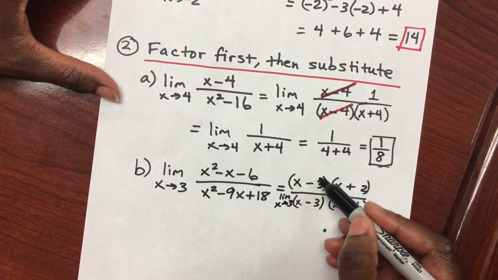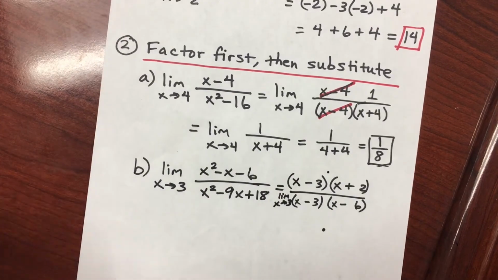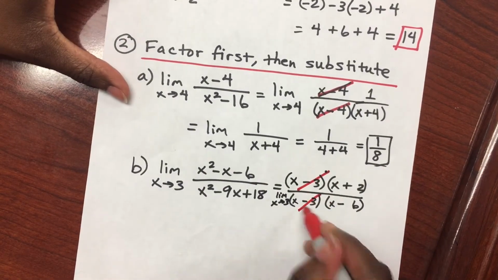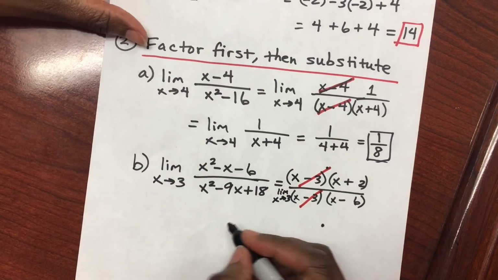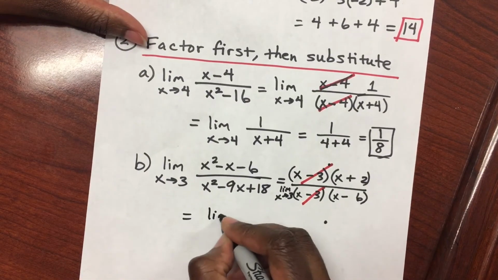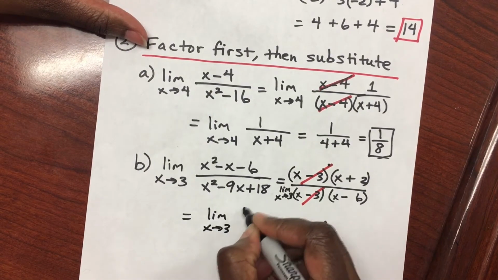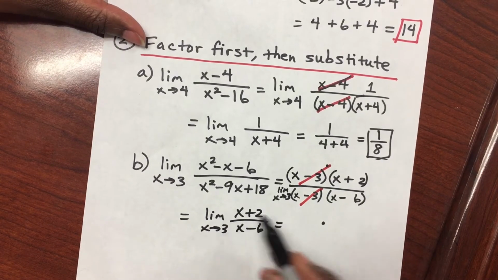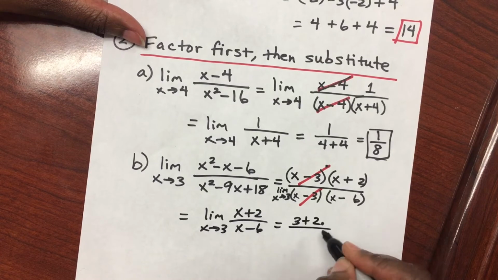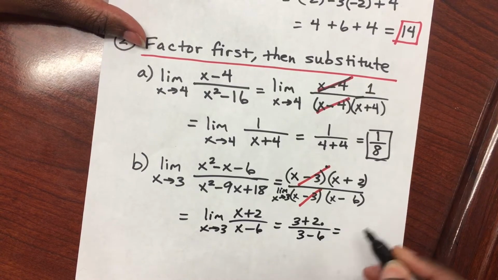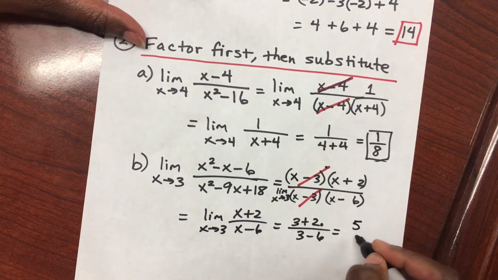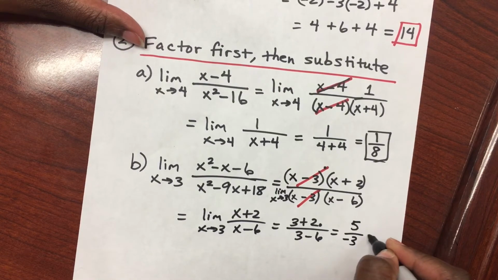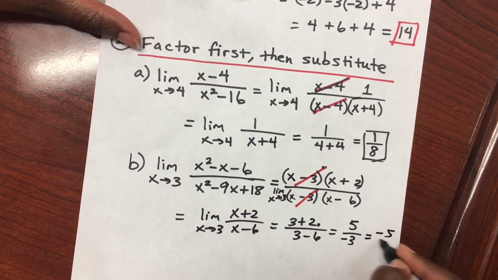So what happens? We cancel out x minus 3 and x minus 3, and we substitute the limit as x approaches 3 into x plus 2 divided by x minus 6. When we substitute 3 in here, we get 3 plus 2 divided by 3 minus 6. And our final answer is 5 divided by -3, which is the same as -5/3.